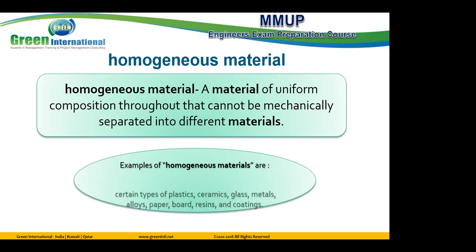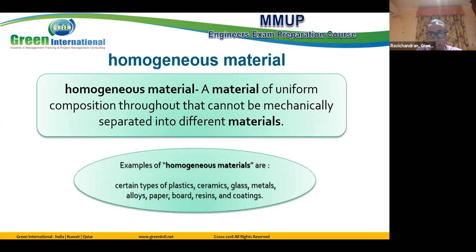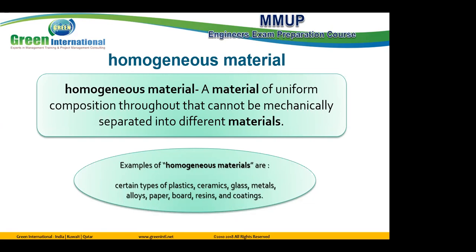What is an example of a homogeneous material? Like plastics, ceramics, glass, metals. Almost.